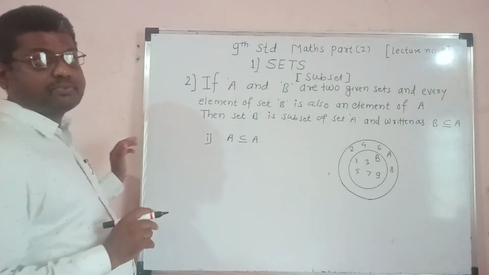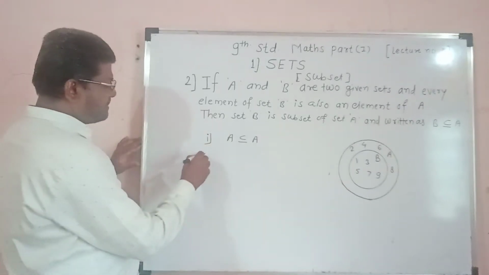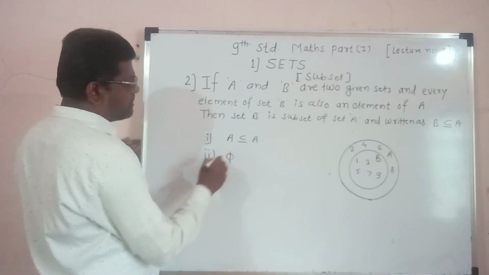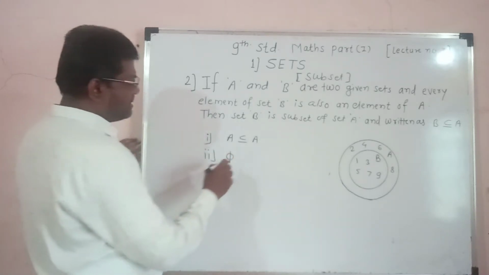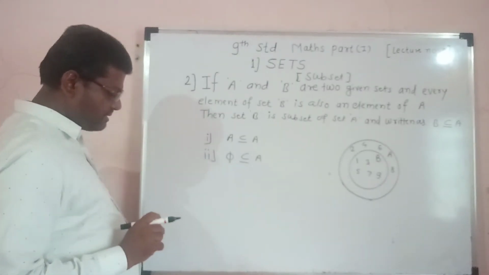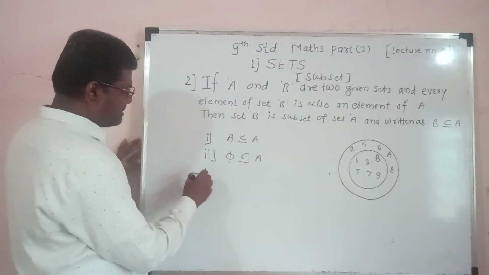Every set is a subset of itself. Second property is this phi. What is the phi? Empty set is a subset of all the sets.